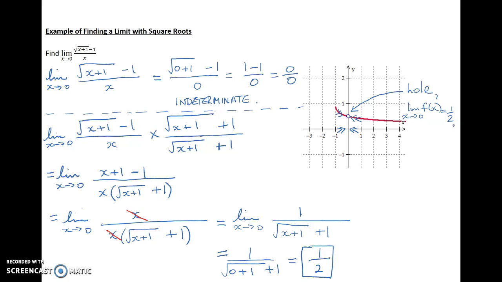Now, if you have more than one square root expression in your original expression, just conjugate one of them. Okay, you don't need to conjugate both of them, just conjugate one of them, and it will come out without too much difficulty most of the time. Okay, so there's that example. Look back on it as you do some more. Good luck.